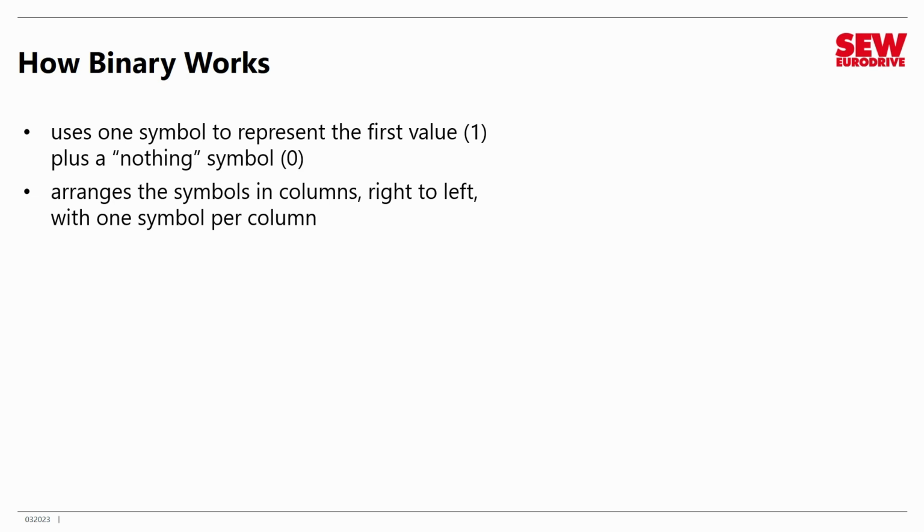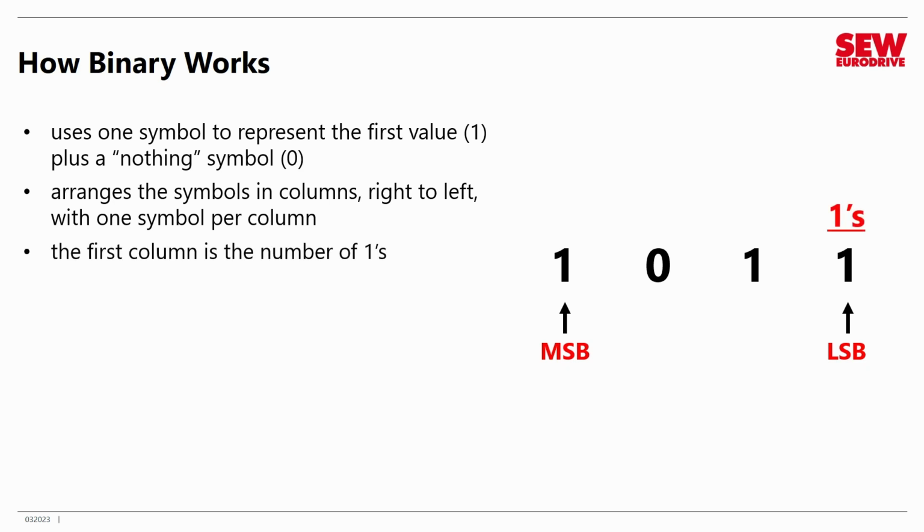We arrange those symbols in columns, just like we do in the decimal world, and we go from right to left with 1 symbol per column. So something like this. Typical binary number. We call the lowest bit, the one on the right, the least significant bit, or LSB. And we call the top bit, the one on the left, the most significant bit, or MSB. By the way, we do this in decimal too, but we don't call them bits. We call them the least significant digit and the most significant digit, and it works the same way. The one on the right is the least significant, the one on the left is the most.